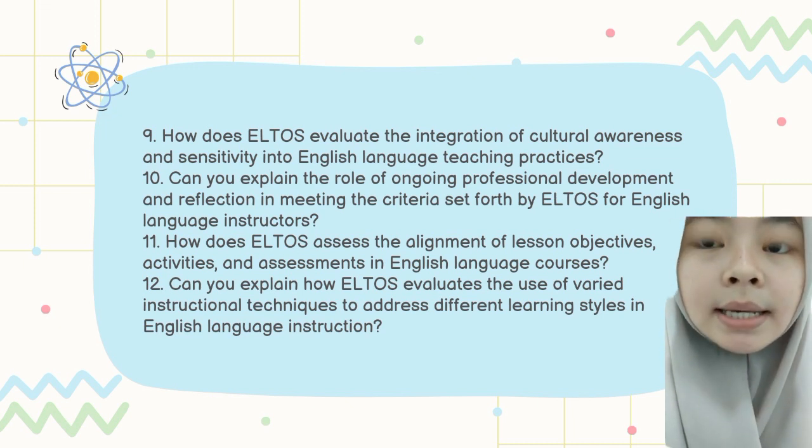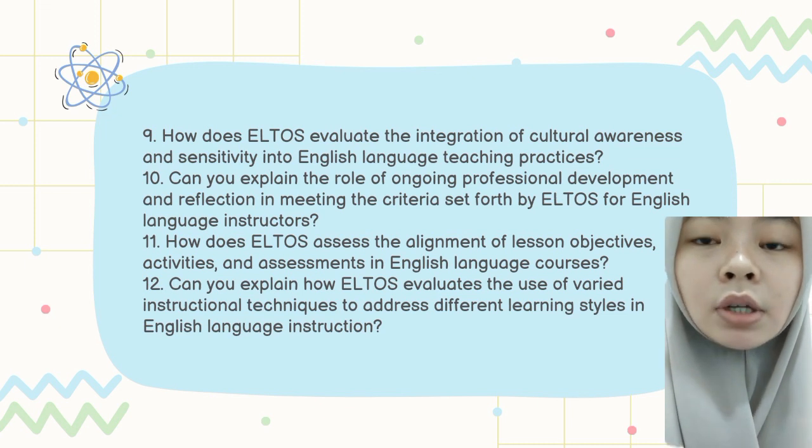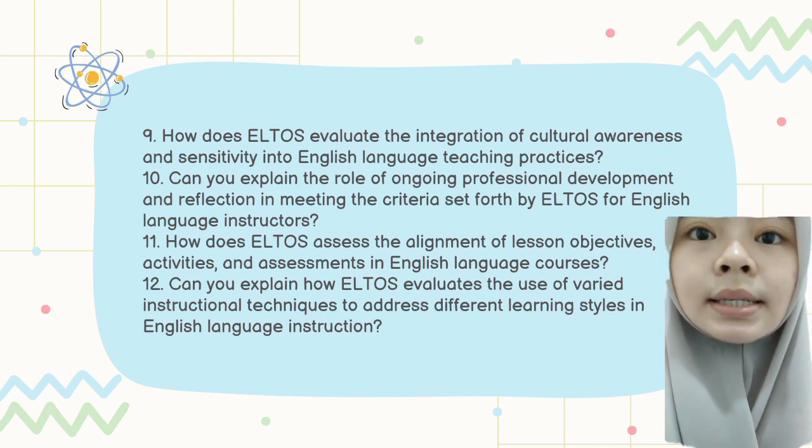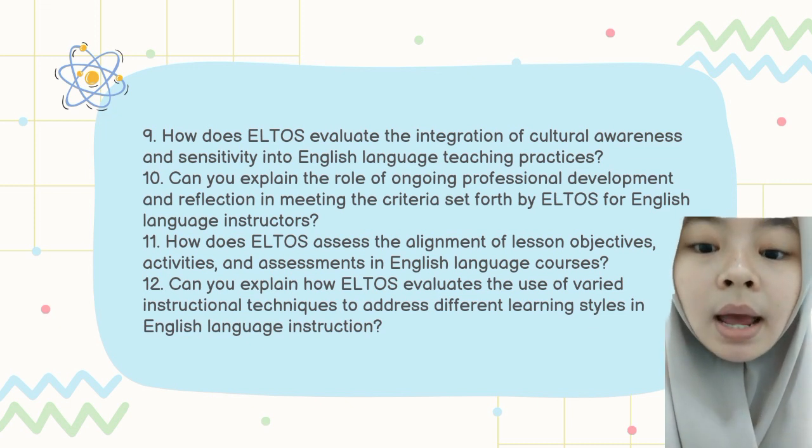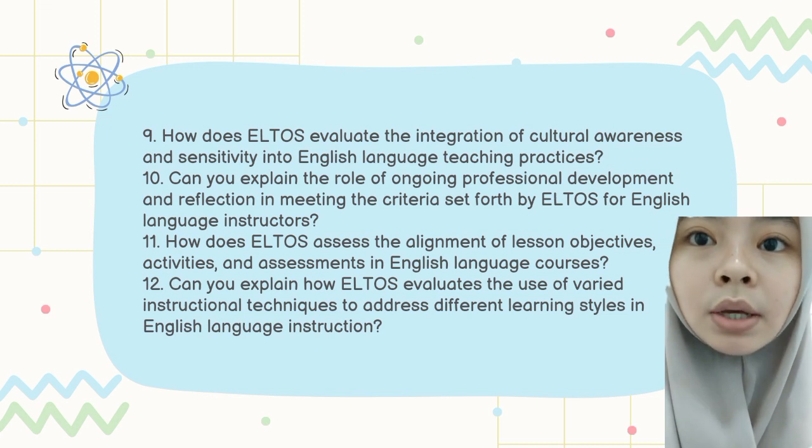And the next is question number 11. How does ELTOS assess the alignment of lesson objectives, activities, and assessments in English language course? And question number 12. Can you explain how ELTOS evaluates the use of varied instructional teaching techniques to address different learning styles in English language instruction?